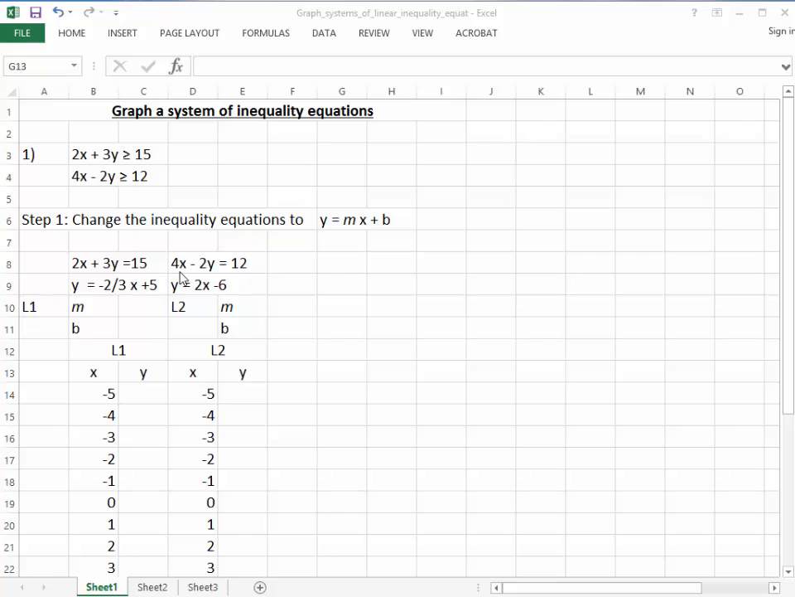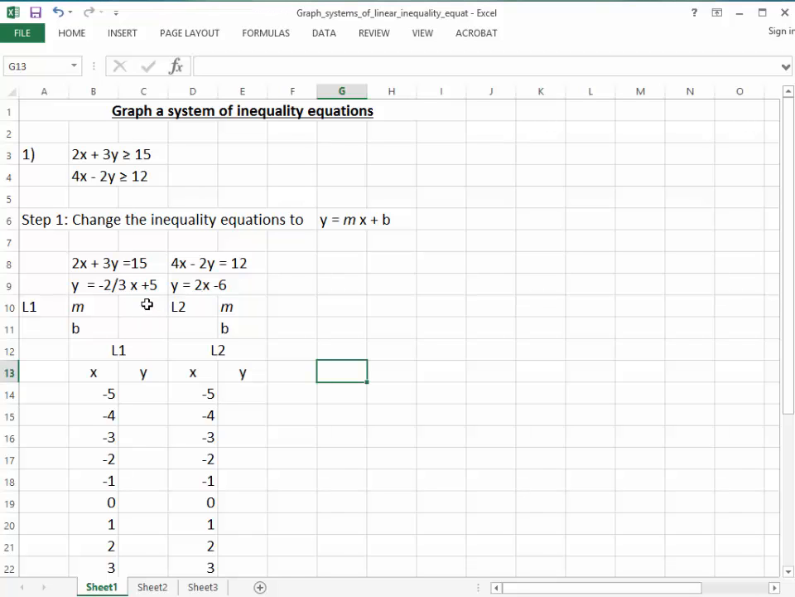For the second equation, we have 4x minus 2y equals 12. Subtracting 4x from both sides, we get negative 2y is equal to negative 4x plus 12. Dividing each term by negative 2, we get y is equal to 2x minus 6.